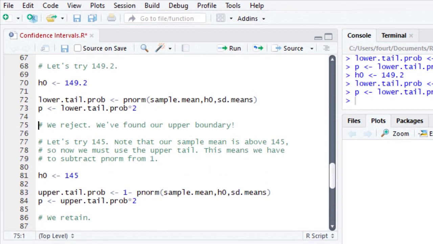Now let's try 145. Note that our sample mean is above 145, so now we must use the upper tail. How does this change our formula? This means that we have to subtract pnorm from 1. Why is that? The area under the curve is 100% of the area, or a proportion of 1, and pnorm will give us the probability up to the value of interest. So to get the tail beyond that value of interest, we have to subtract pnorm from 1. Let's do that using the null hypothesis of 145.